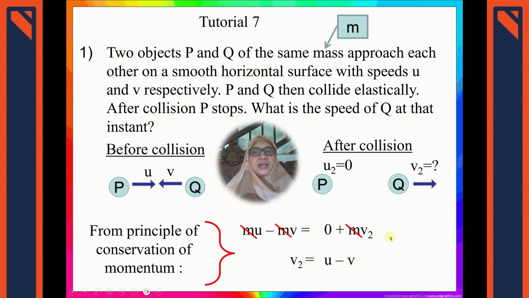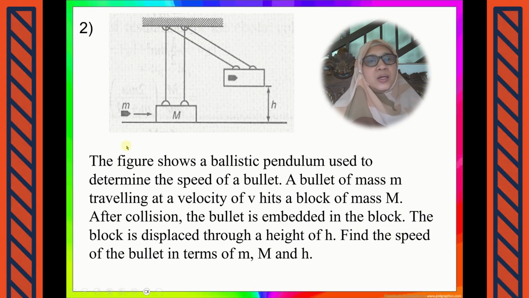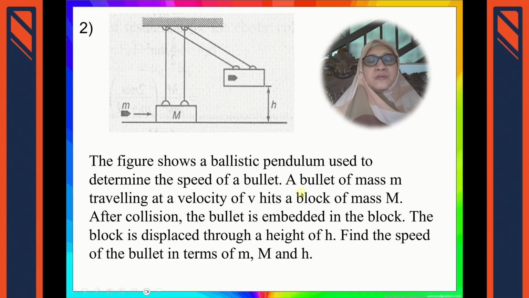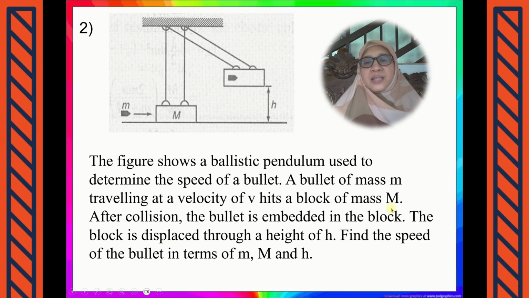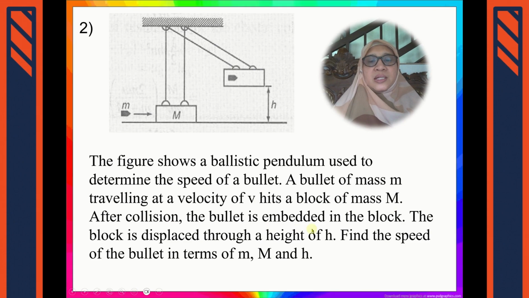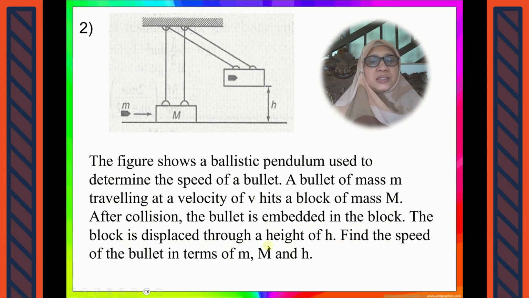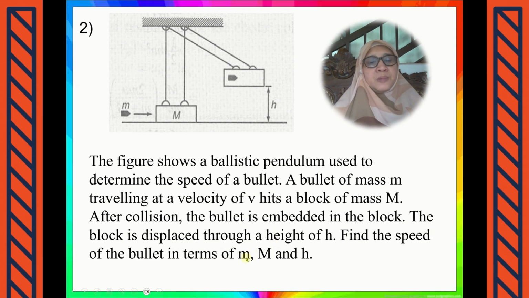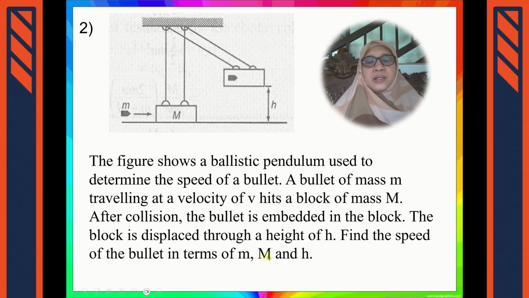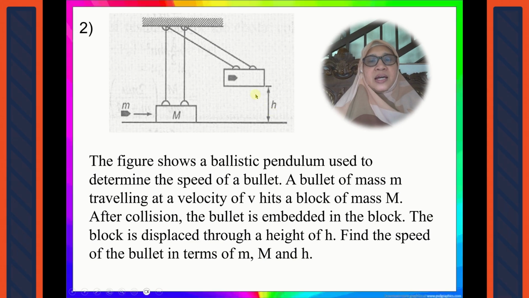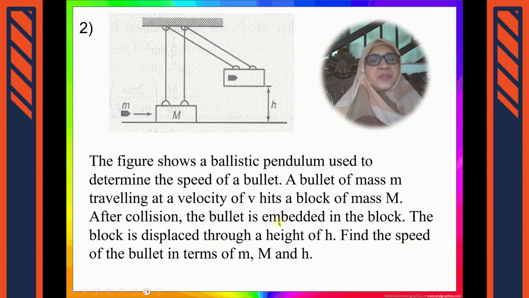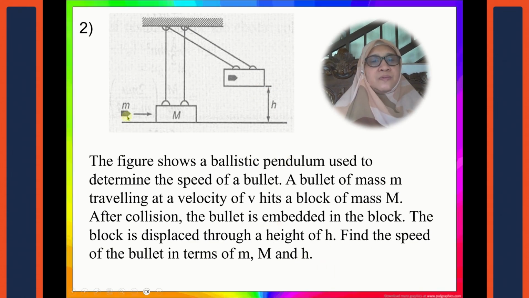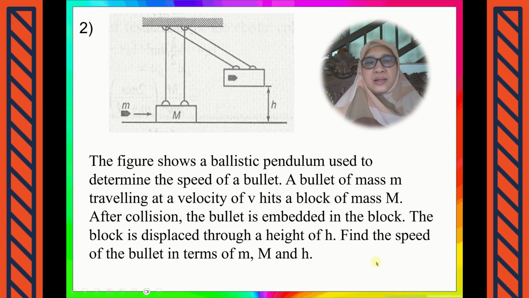Okay, next we go to question 2. The figure shows a ballistic pendulum used to determine the speed of a bullet. A bullet of mass m traveling at a velocity of v hits a block of mass M, capital letter. After collision, the bullet is embedded in the block and the block is displaced through a height of h. Find the speed of the bullet in terms of m, capital M of the block, and h, the maximum height the pendulum reaches. So that's our target for this question.